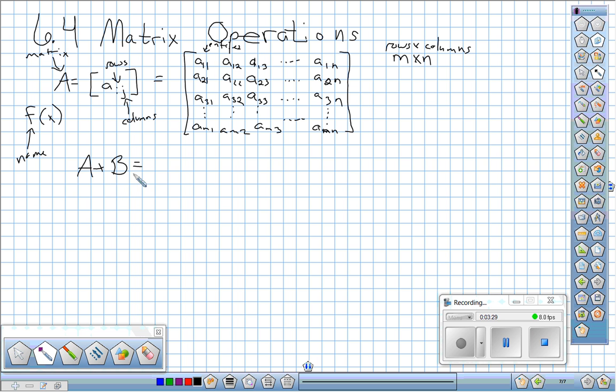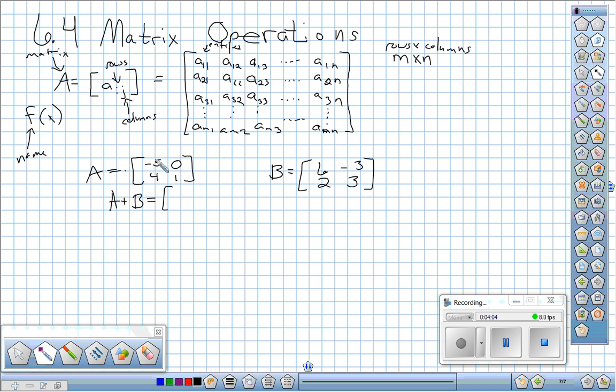So if I had A plus B, what they're going to do is say A equals, I'll almost use the example they have, negative 5, 0, 4, 1. I don't want to work with halves. And then I have B equals 6, negative 3, 2, and 3. Okay, and then if I ask you to do A plus B, it's really simple.